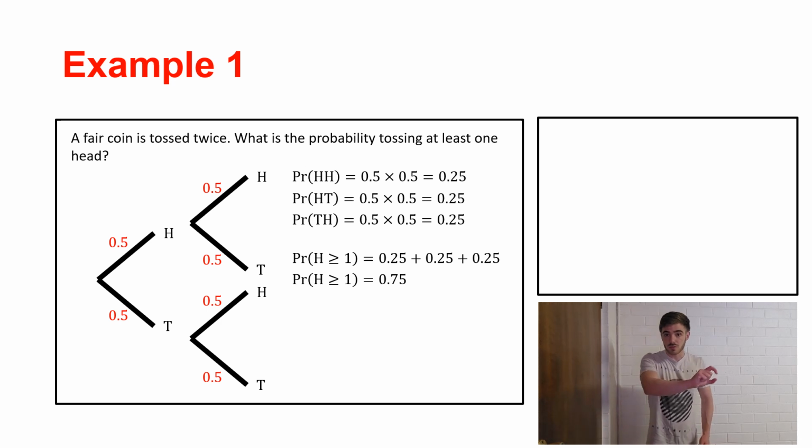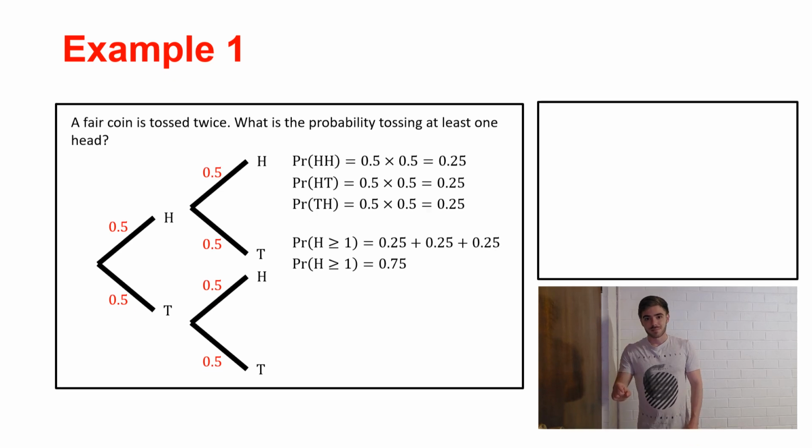That's pretty much it as far as tree diagrams go. If you want to find the probability of a given path, you're just going to multiply along each of the branches. If you want to find the probability of multiple paths, then you're still going to multiply along those branches, but you're going to add the paths at the end.